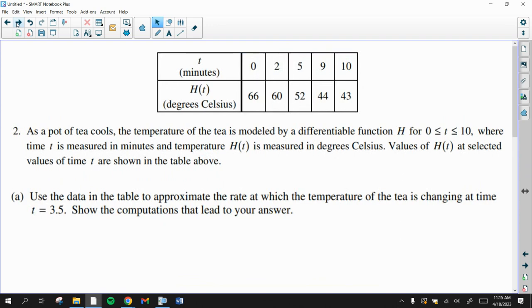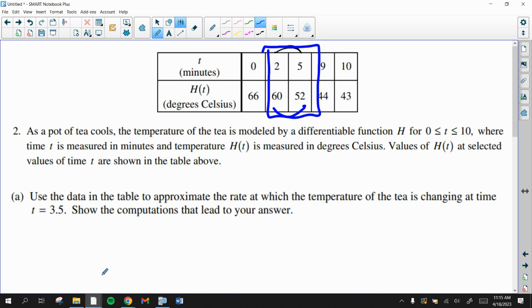So this chart gives the temperature in degrees of the tea. We do know that it's a differentiable function, and we're going to use the data to approximate the rate at which it's changing at t equals 3.5. So the rate is just the slope, and we don't know the function h of t, so we're going to have to approximate the slope at 3.5. According to the table, t equals 3.5 falls between 2 and 5, so we're going to approximate the rate it's changing in this little interval.